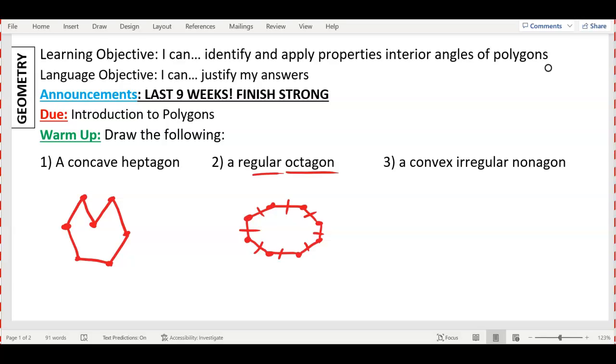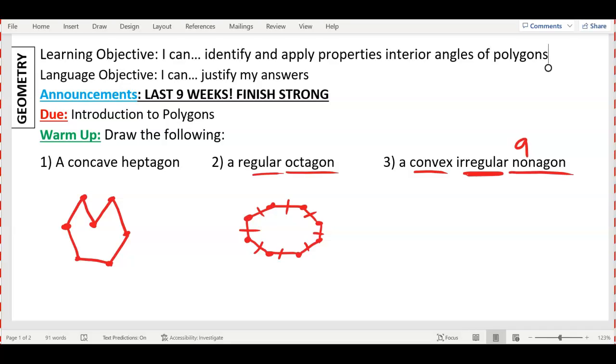Cool. Now, number 3, convex. Unlike concave, convex does not cave in. And irregular means it's not perfectly all the same, right? Now, what's a nonagon? How many sides is a nonagon? 9. Non sounds like 9. So all you gotta do is make a 9-sided figure. If it's convex, though, that's the thing. You don't want to make a cave in.